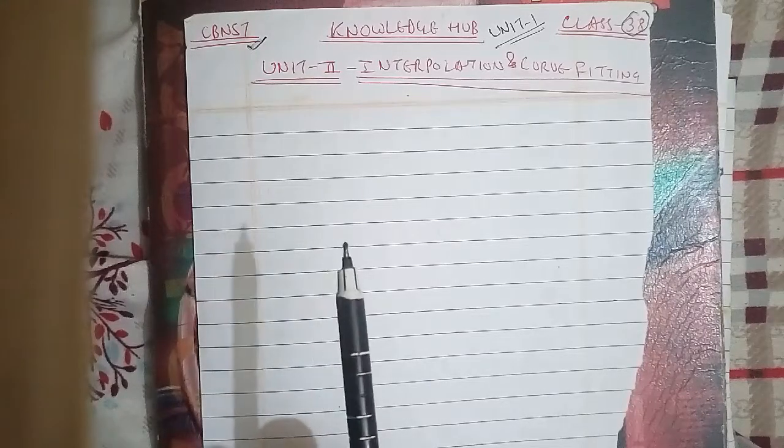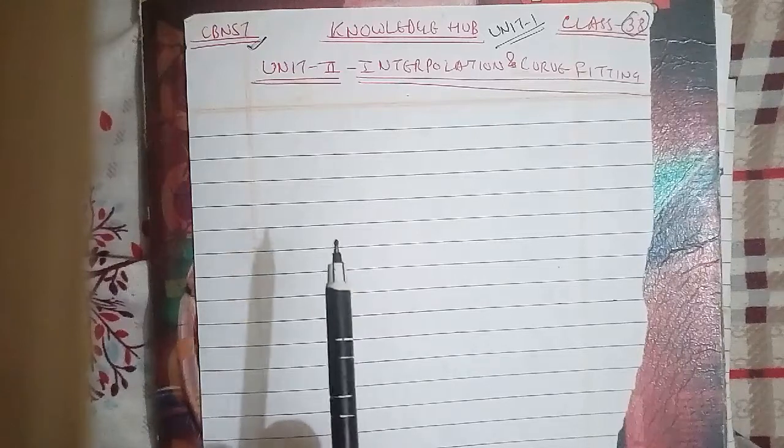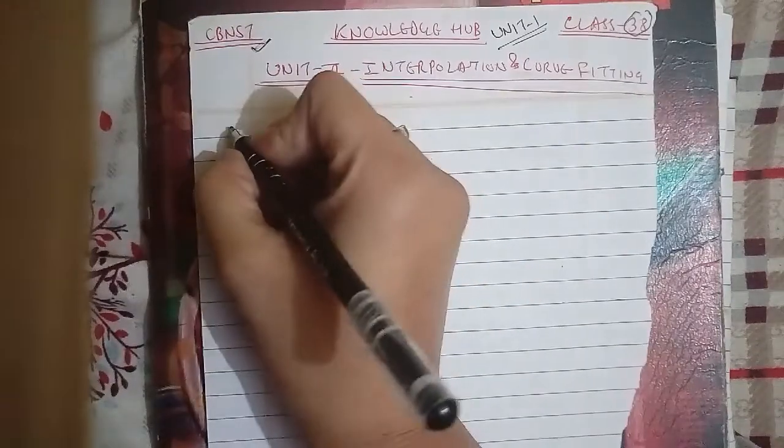So we start with the question: obtain the uniform approximation of degree 3 or less to f(x) equals x to the power 4 in the interval -1 to 1. So we go ahead.